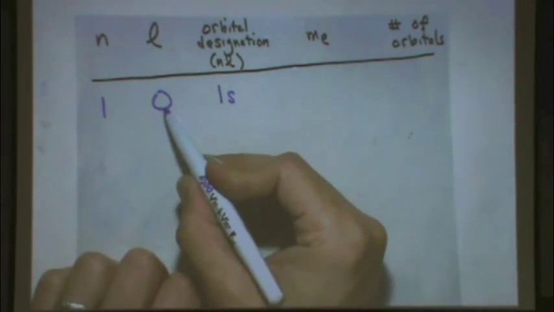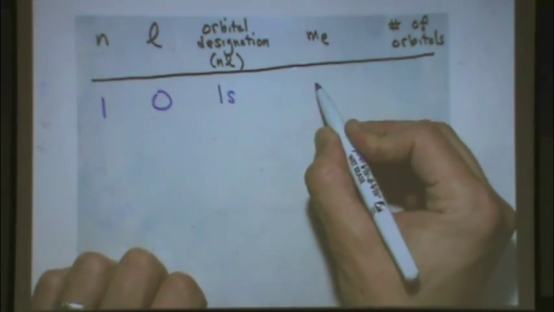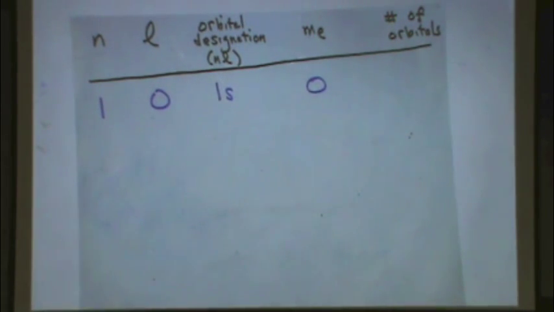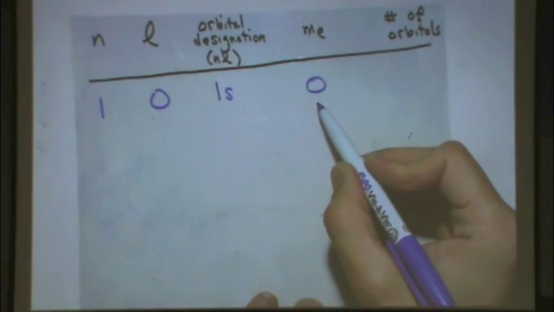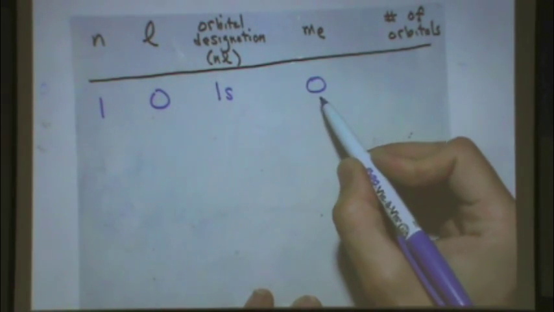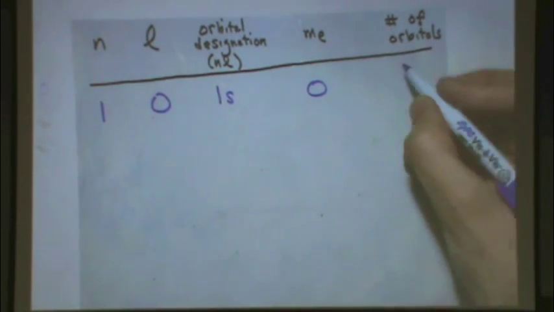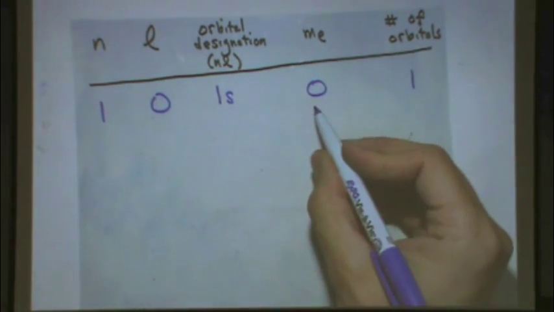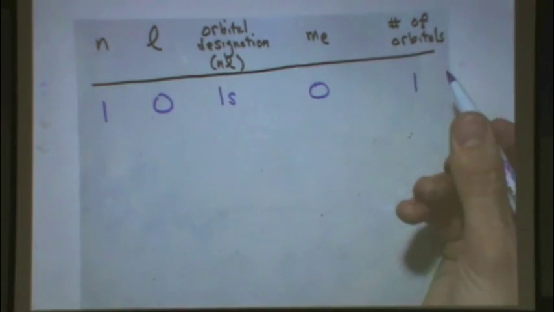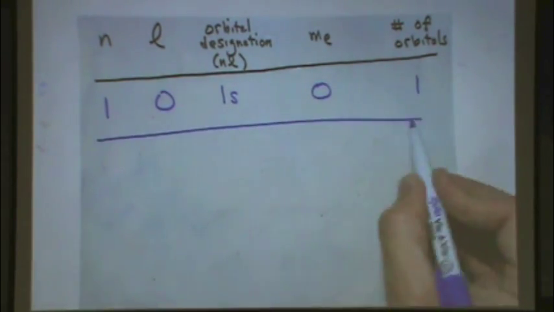M sub L. If L is 0, what's M sub L? Has to be 0. If L is 0, M sub L is bounded by plus L, or 0, and negative L, 0. So it's just 0. Okay, the number of orbitals is the literal number of values you see here. There's one value, a 0, so there's one orbital. The number of values in the M sub L column tells you the number of orbitals. Next.